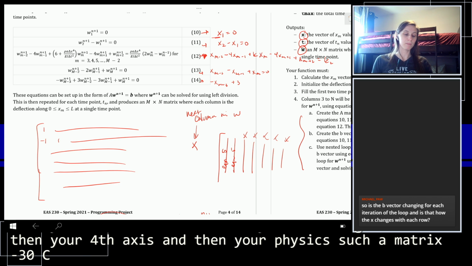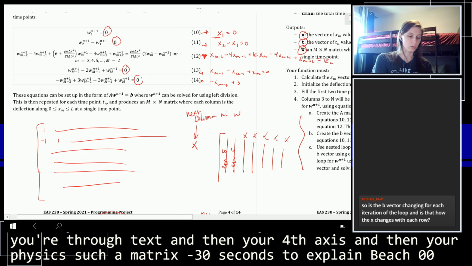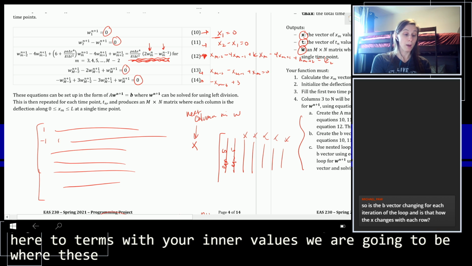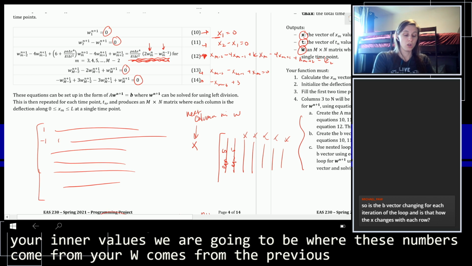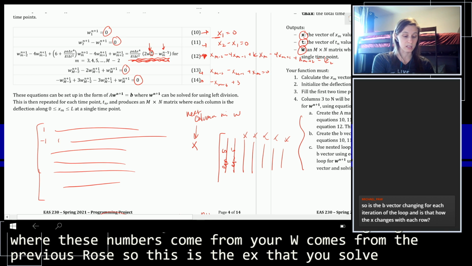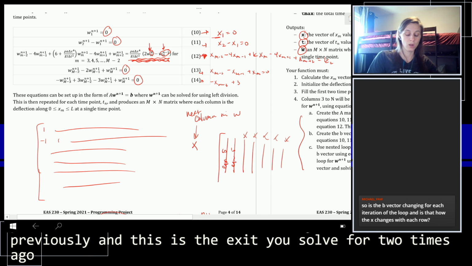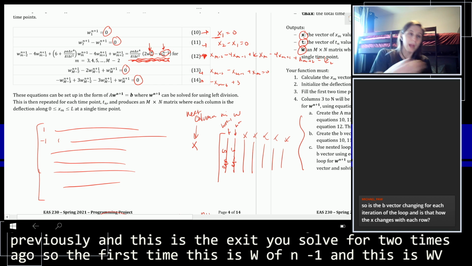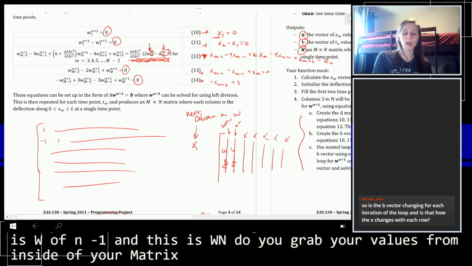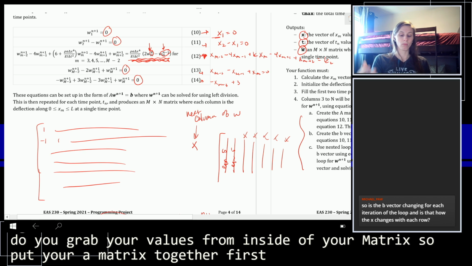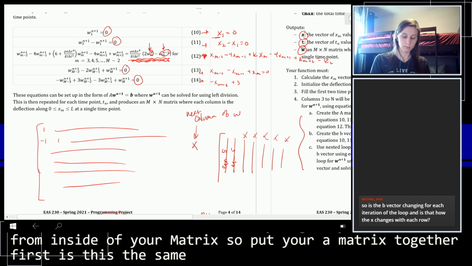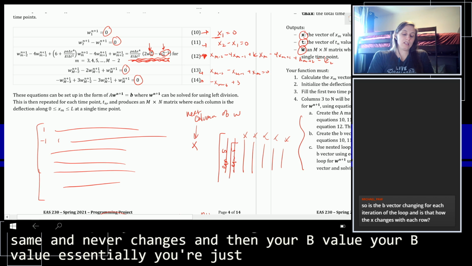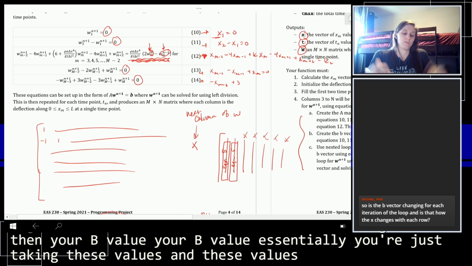30 seconds to explain B. So B is just going to be 0, 0, 0, 0. This here determines what your inner values of B are going to be, where these numbers come from your W, from the previous rows. This is the X that you solved for previously, and this is the X that you solved for two times ago. So the first time, this is W of N minus 1, and this is W of N. So you grab your values from inside of your matrix. So put your A matrix together first, because A is the same, it never changes. And then for your B value, you're just taking these values and these values, smushing them together to create your B vector.